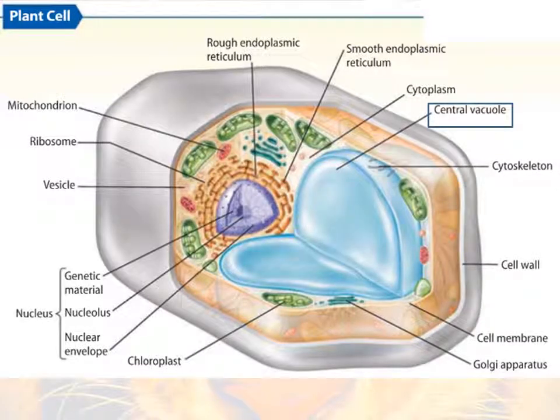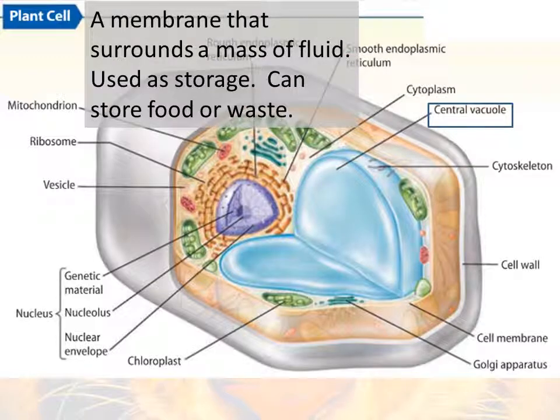Next, we have the central vacuole. In a plant cell, this is the membrane that surrounds a mass of fluid. This can be used as a storage container. It can store food or waste. For a plant cell, the vacuole is very, very large. If you ever see a plant that's wilted and looks like it's dying, quite often the central vacuole will be almost empty, and that'll let the leaves wilt and look really sickly-like.